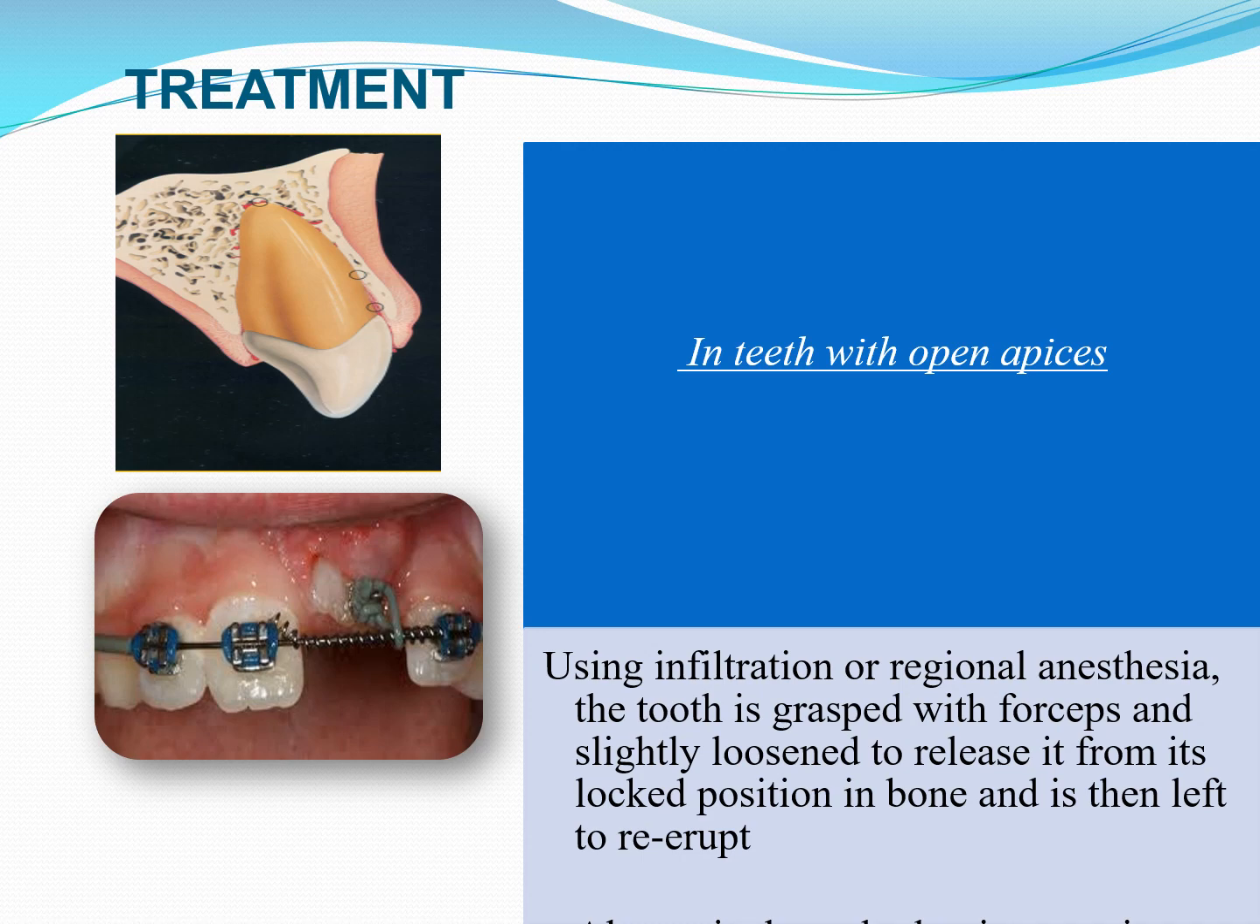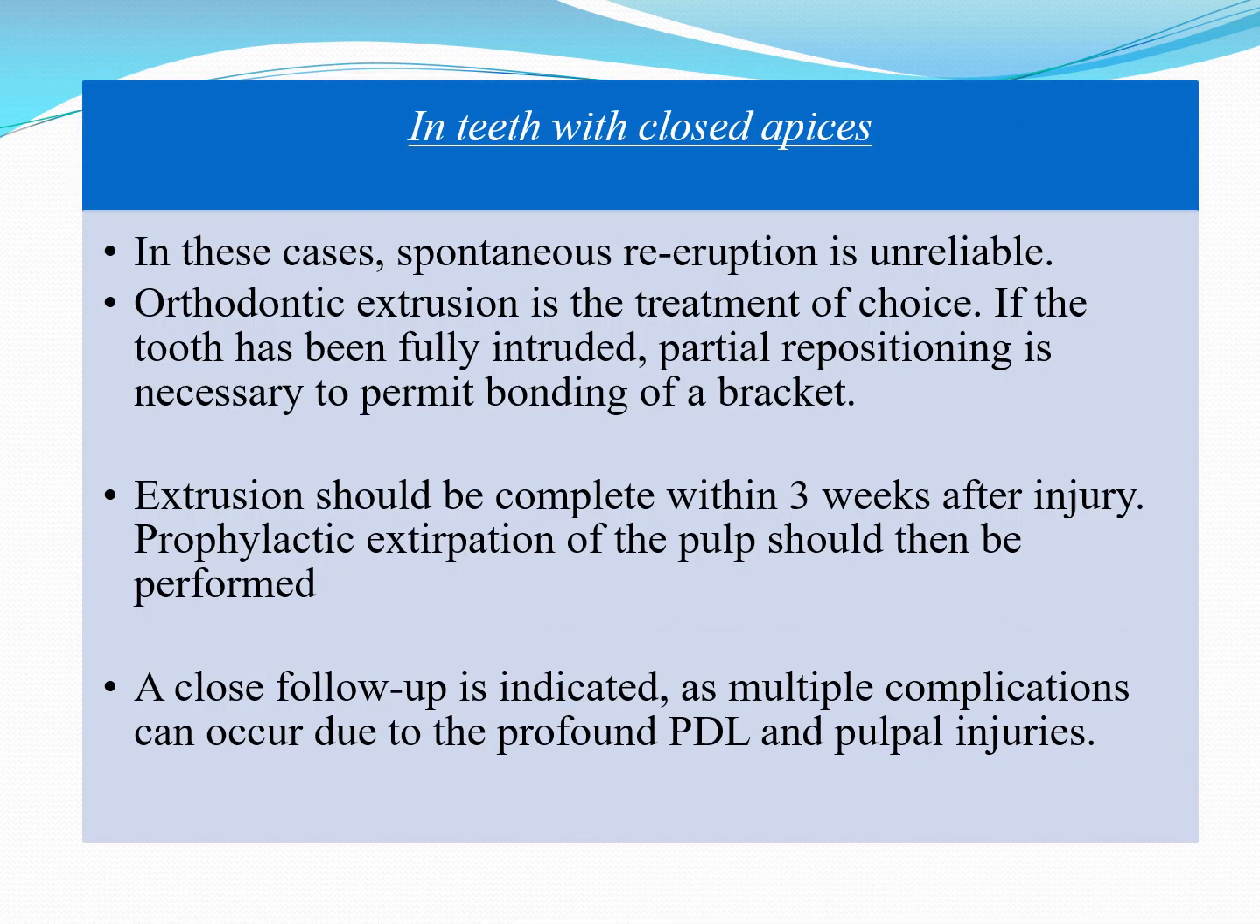If not, using infiltration or regional anesthesia, the tooth is grabbed with forceps and slightly loosened to release it from its locked position in bone and then is left to re-erupt. Since it is locked, you just release that locking position and leave it like that, and it re-erupts to its normal position on its own.